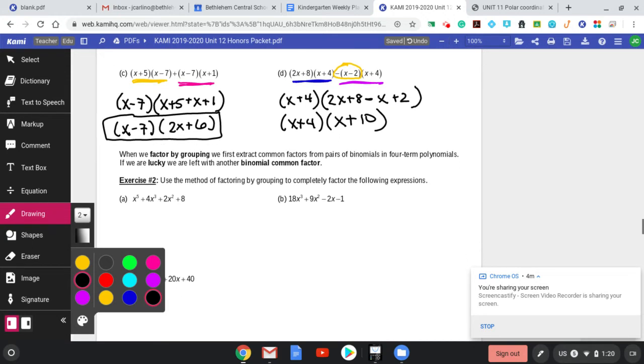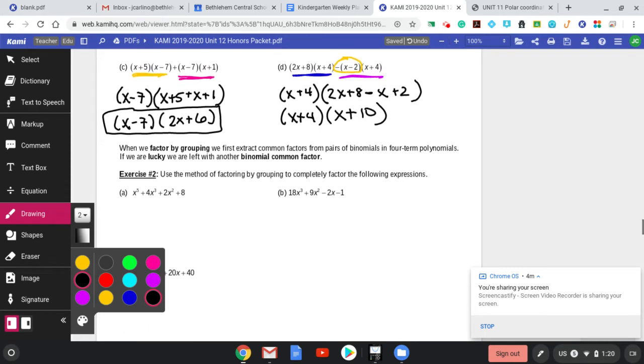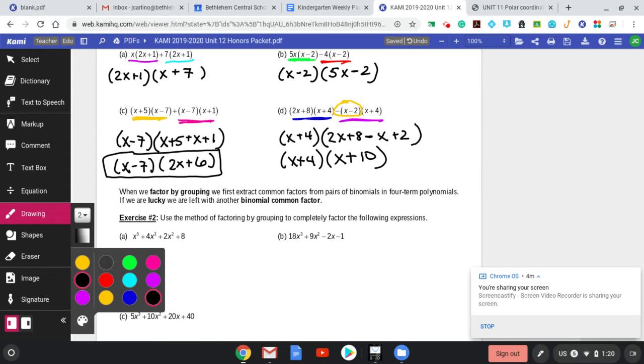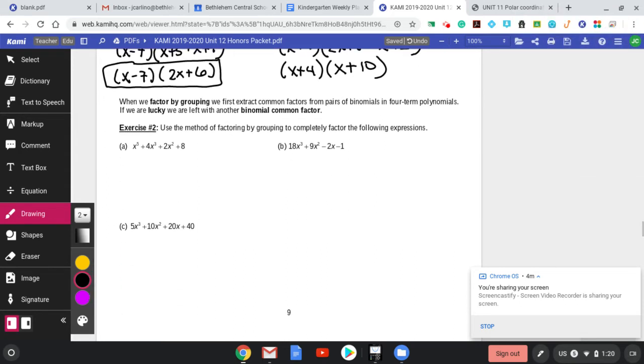Now that we've had a little practice, let's do a full grouping problem, because how do I get to the point where A, B, C, and D started? First thing I always look for is a GCF. No GCF here, and you'll notice there are 1, 2, 3, 4 terms. When there's no GCF and 4 terms, that automatically equals grouping to me.